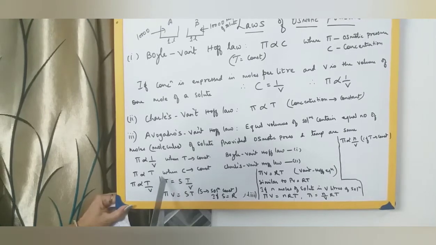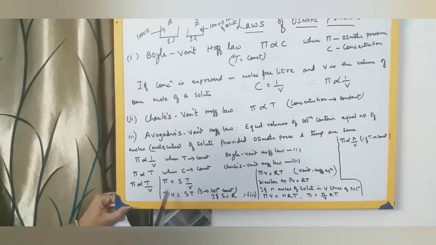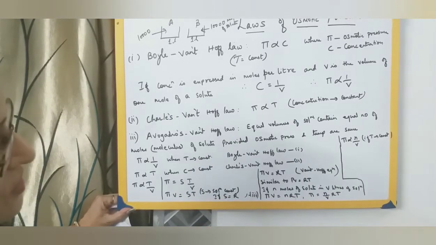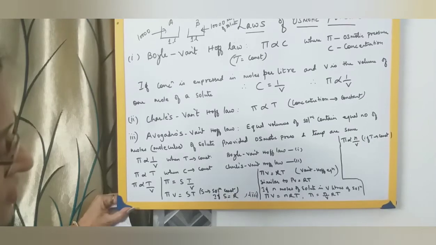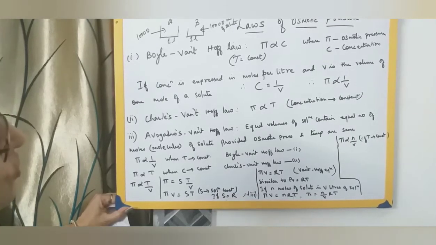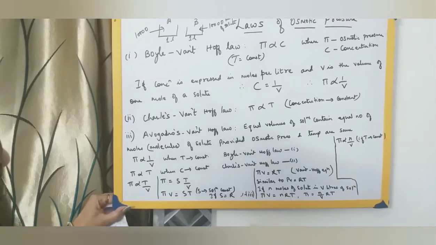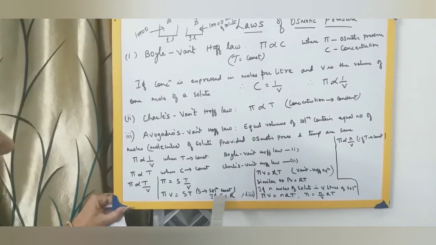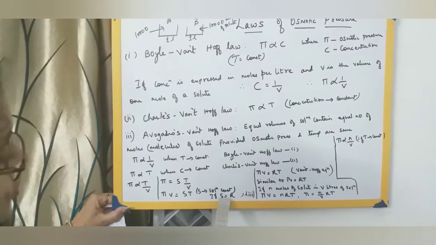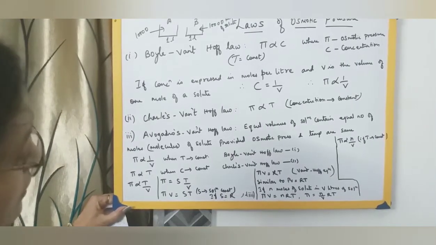So πV, we bring this V on this side, so πV is equal to ST, where S is a constant, and this constant we call the solution constant. Now if that solution constant is equal to R, what is R? R is the gas constant. So if S is equal to R, both are similar to each other, that is, the solution constant is equal to the gas constant R.